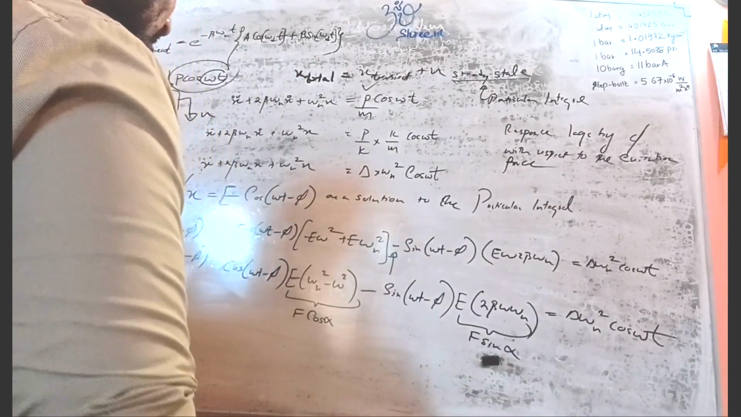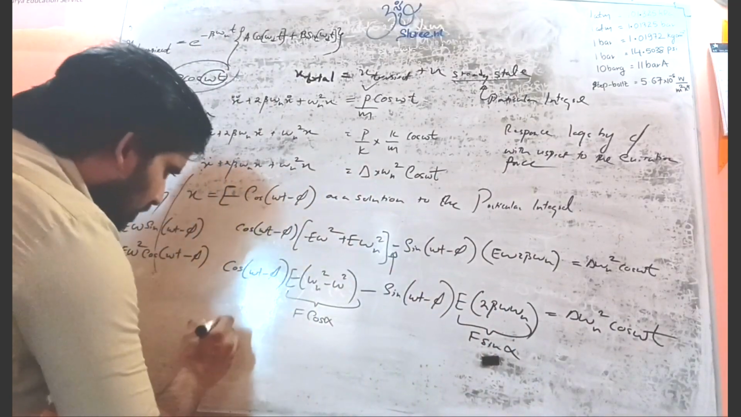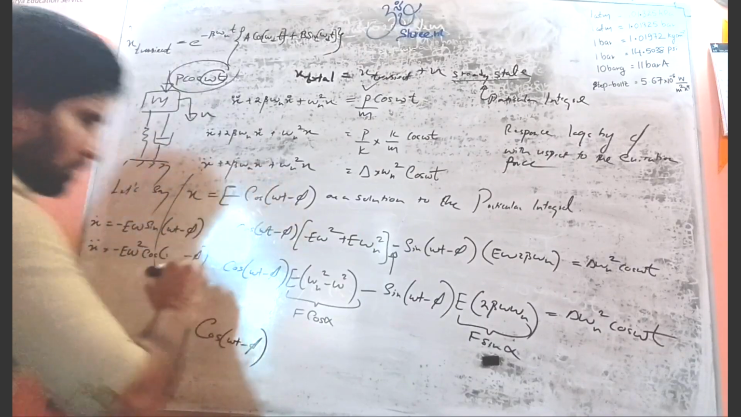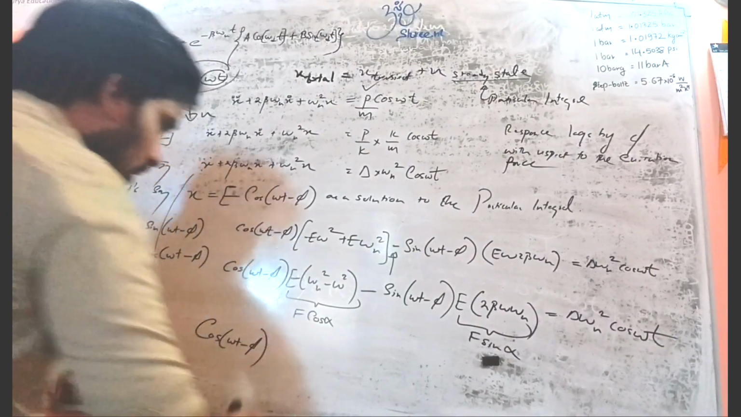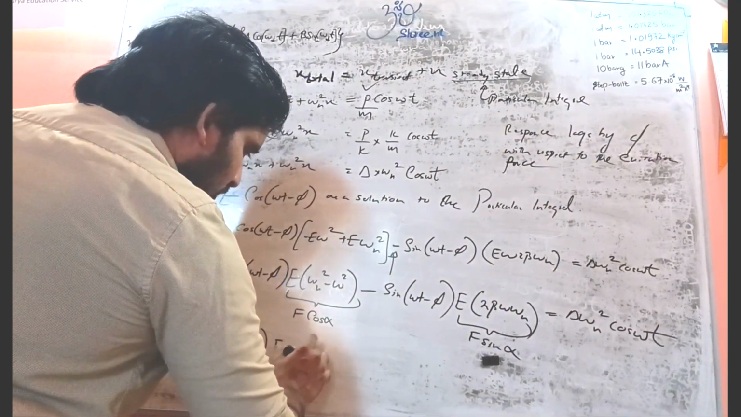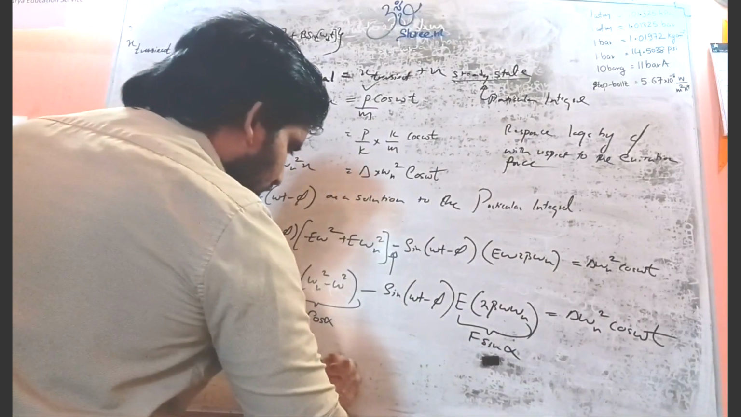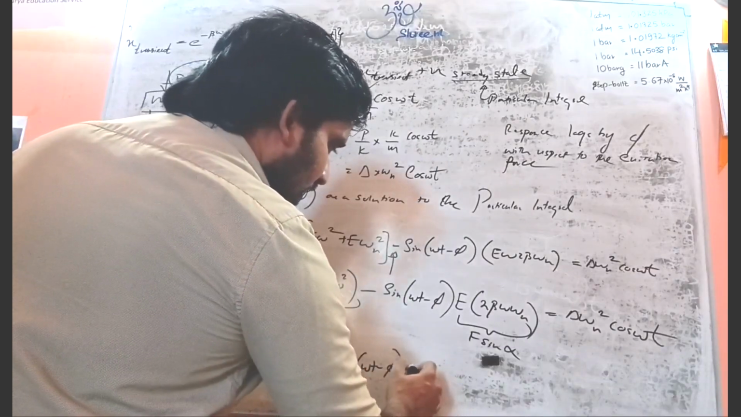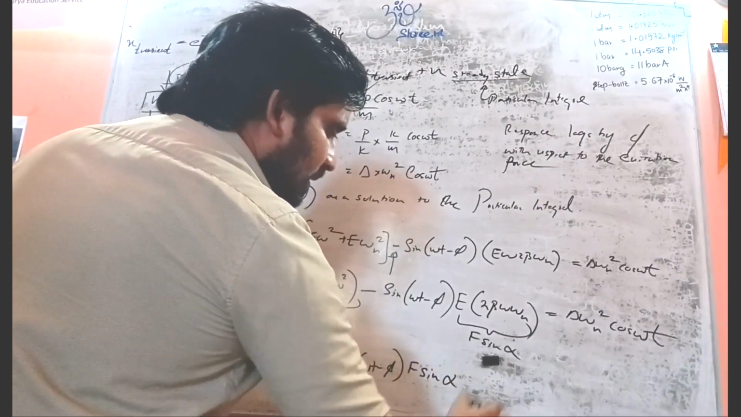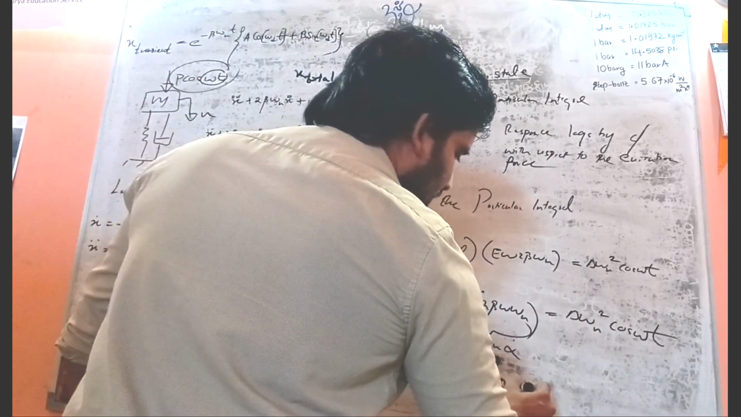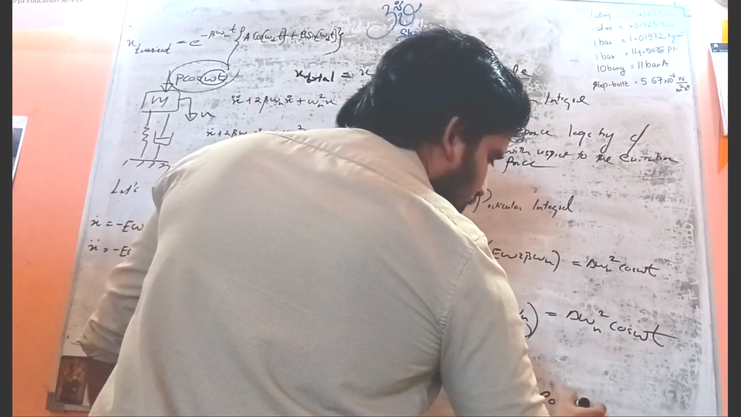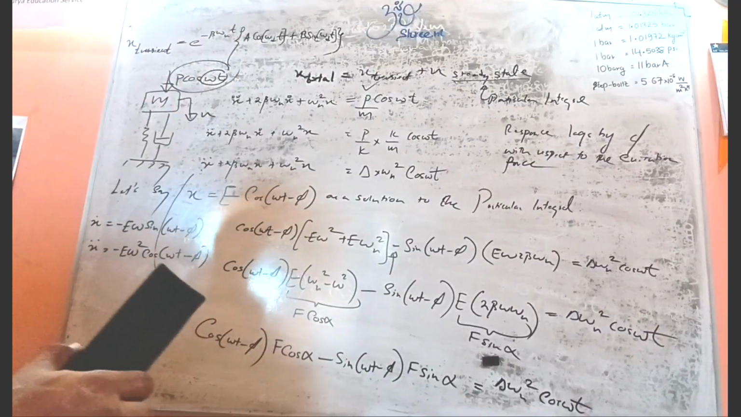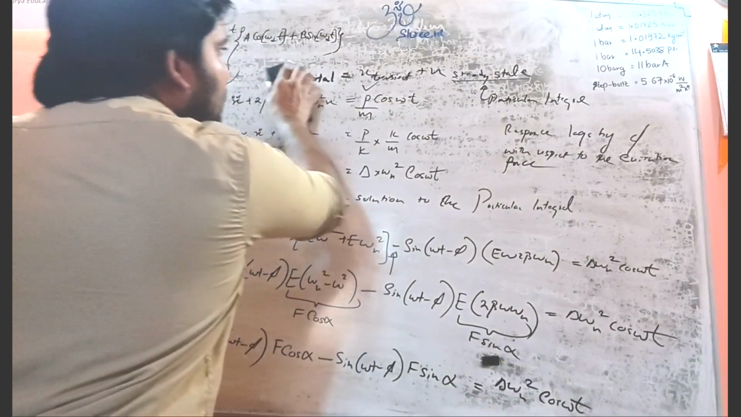So now we'll proceed. Cos omega t minus 5 f cos alpha minus sin omega t minus 5 f sin alpha equals this static deflection times omega n squared times cos omega t. I hope that part is clear, right? So now I will erase this part.